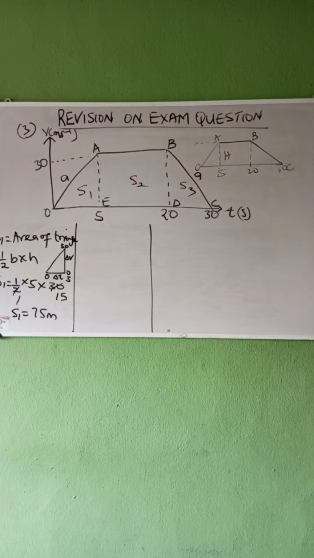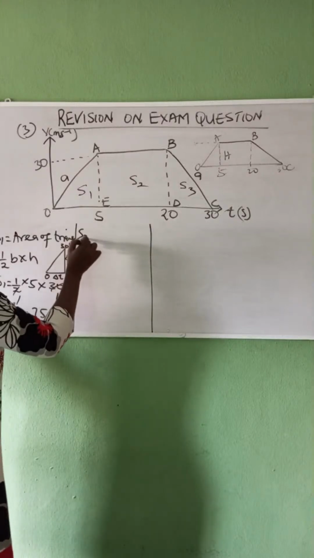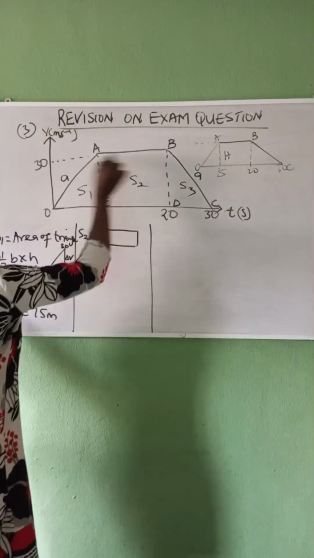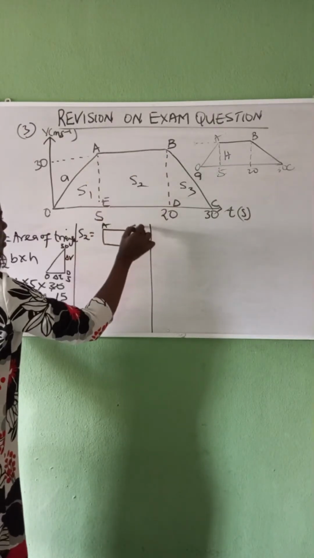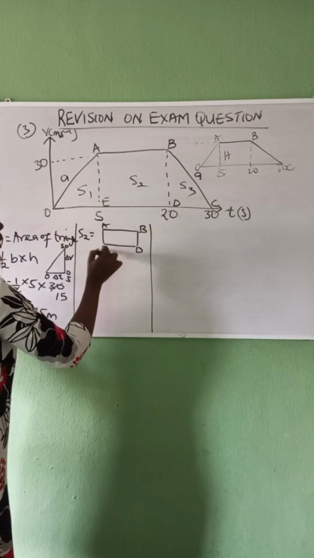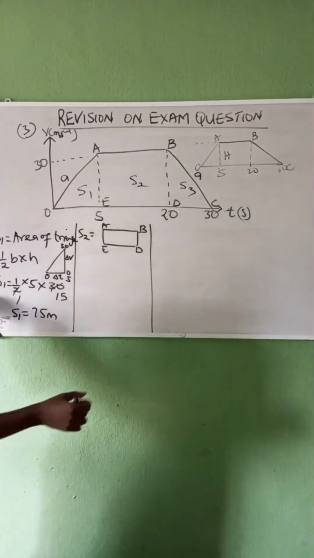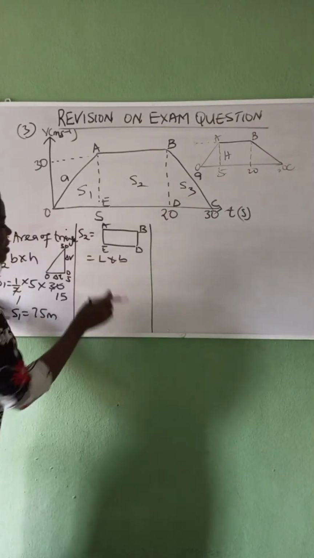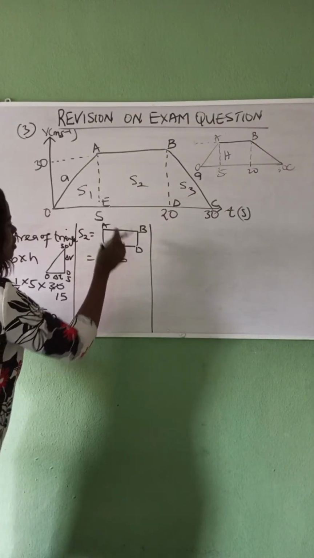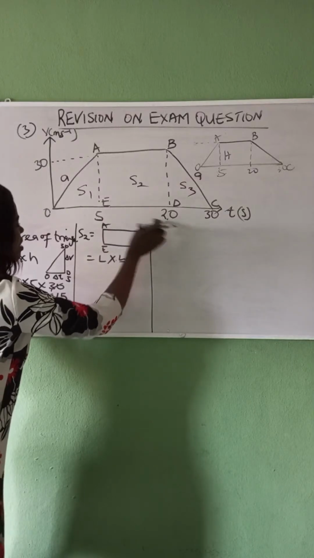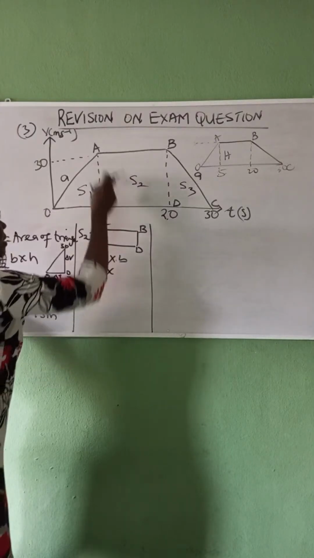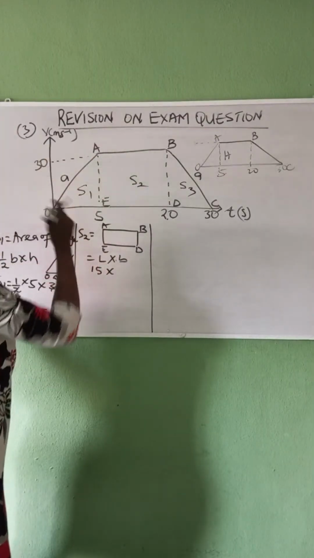Now, in the second one, which is S2, this is a rectangle. Look at the shape: A, B, D, and E, right? This is a rectangle. Now, the formula is length times breadth, right? So what's the length? Difference between this and this, 20 minus 5 is 15. So I have 15 multiplied by the breadth, 30 minus 0 is 30.